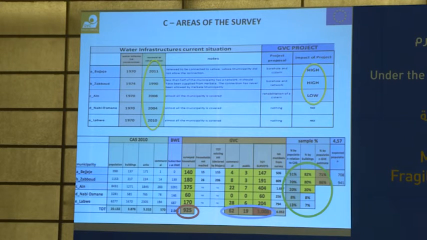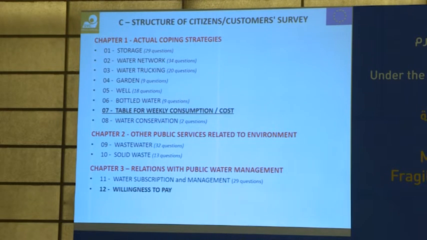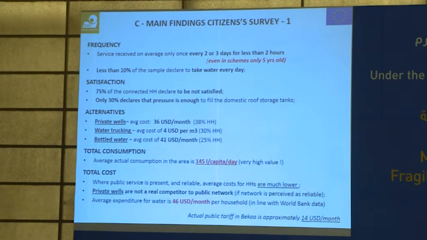What I want to show is that in some of them, there was recent work of reparation, rehabilitation, or intervention completely changing the scheme in recent years. This is the structure: actual coping strategy, other public services related to environment, and the relation with public water management, with the 2 important parts that are the tables for consumption and cost. We've been able to estimate their monthly cost, their daily consumption, and at the end, their willingness to pay. I go very quickly.